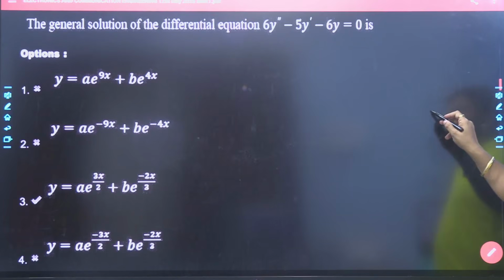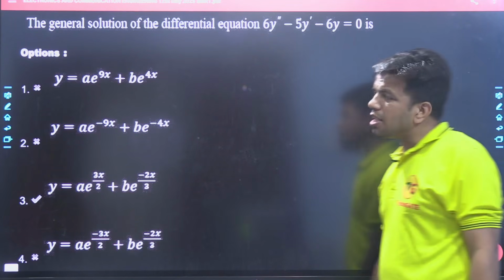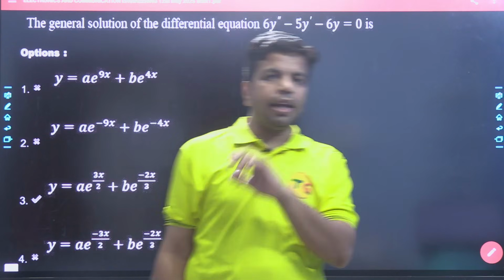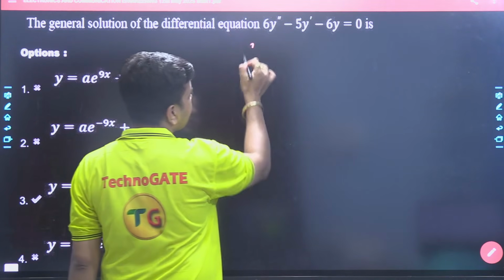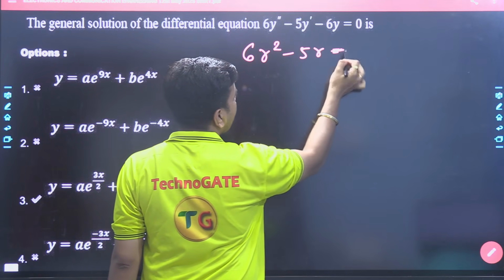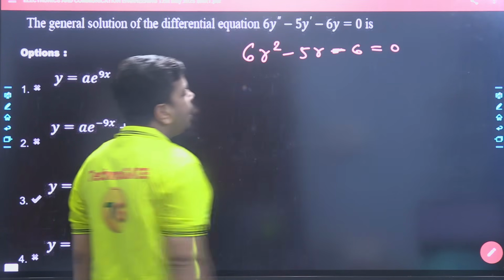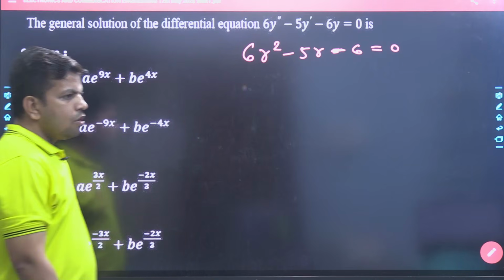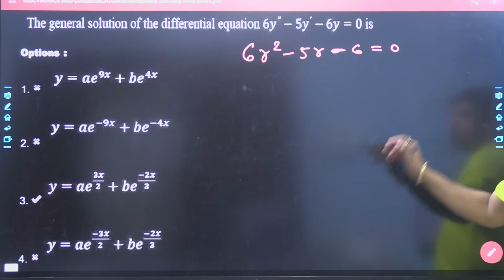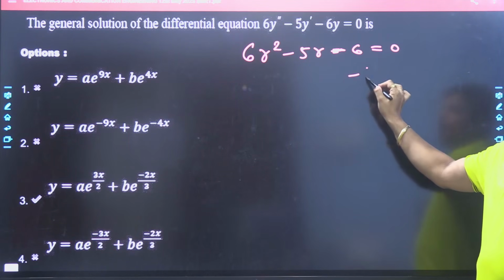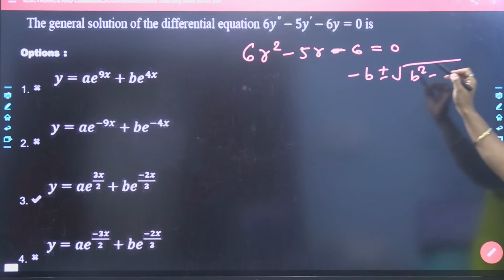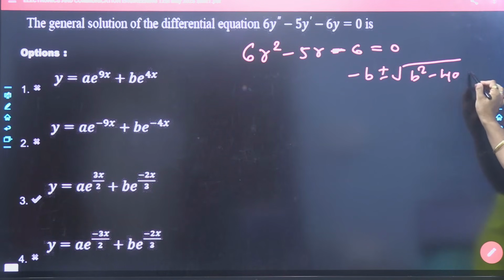First of all, if you want to find the general solution, you can convert that differential equation into the characteristic equation: 6r square minus 5r minus 6 equals 0. Now find the coefficients. Can we use the formula r equals minus b plus minus under root b square minus 4ac, divided by 2a?